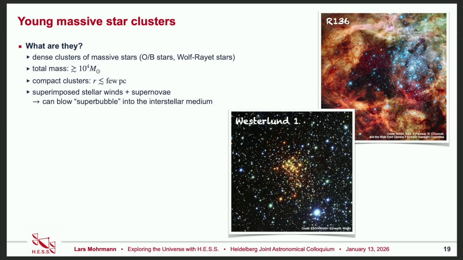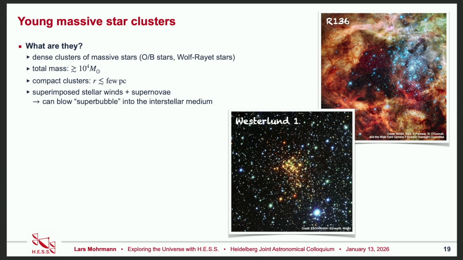What are these? As the name suggests, they're clusters of massive stars, so typically OB stars or also Wolf-Rayet stars, with total masses of, say, 10^4 solar masses or so. And if they're very compact, then these stars can be as close together as a few parsecs. So it's really very extreme environments.